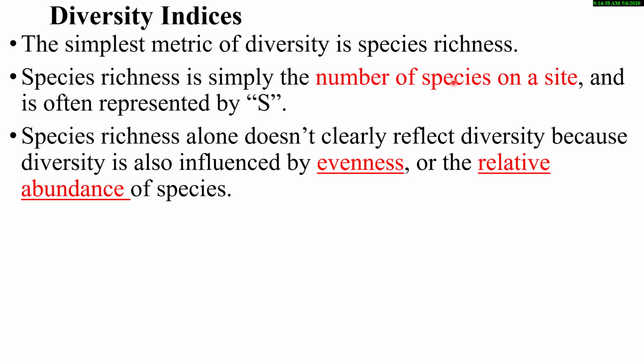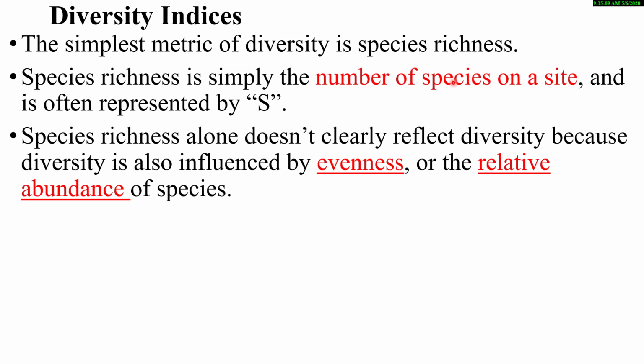The simplest metric of diversity is species richness. Species richness, as I've already defined, is the number of species per unit area. Species richness is simply the number of species on a site, and is often represented by the letter S.